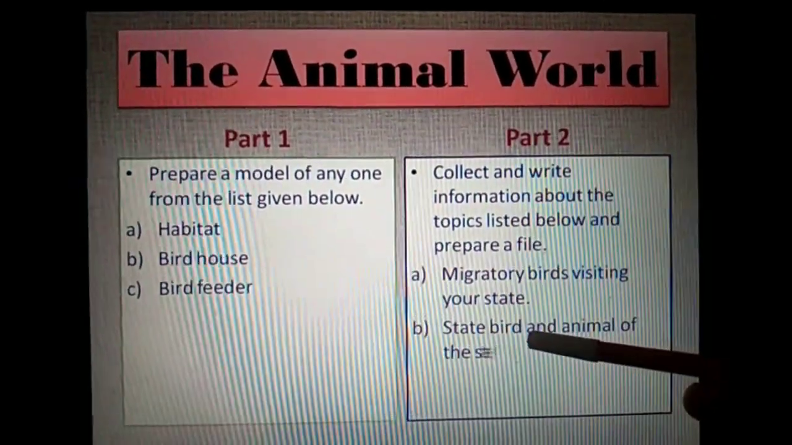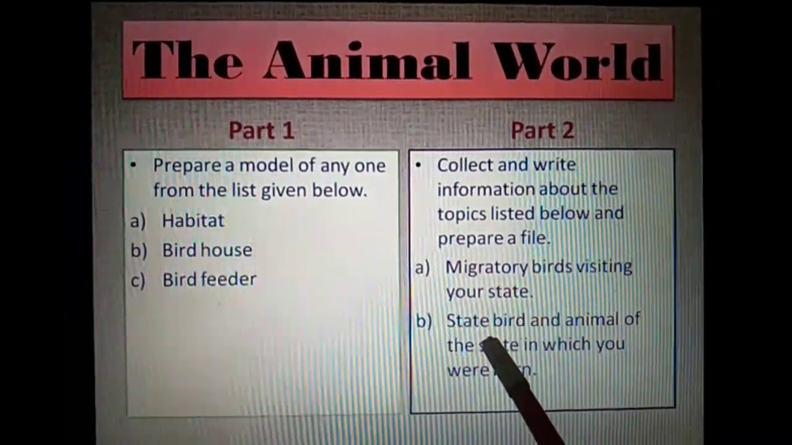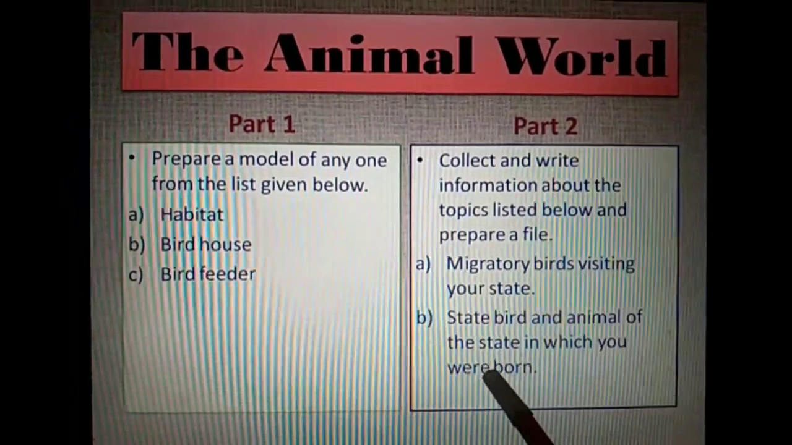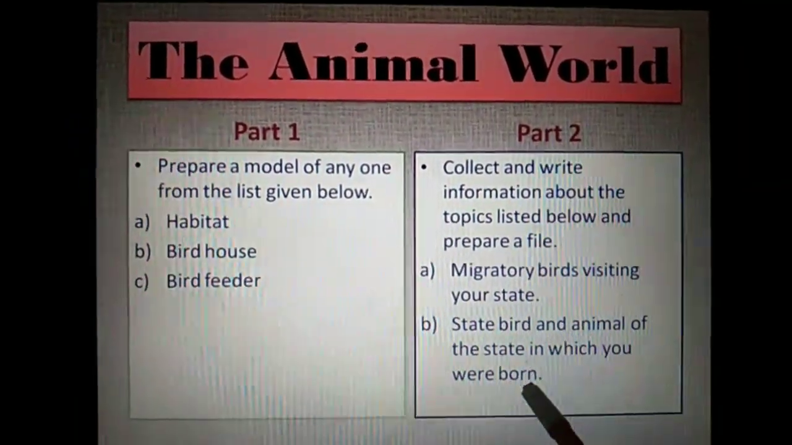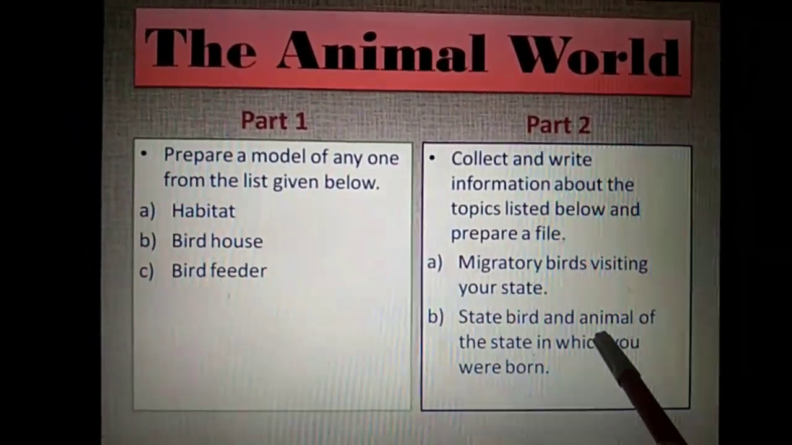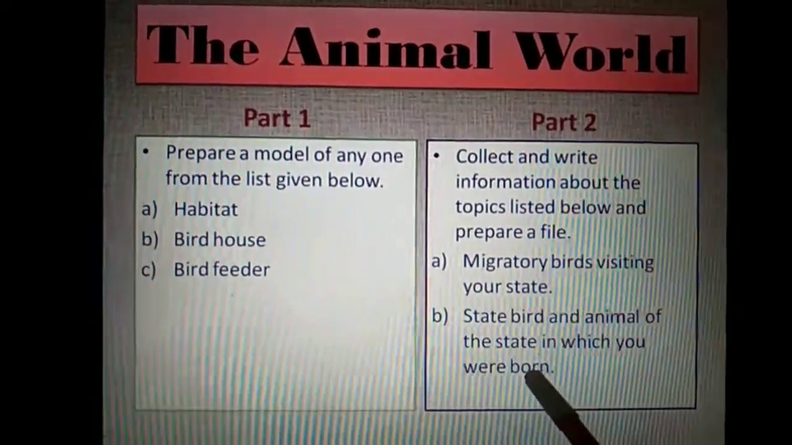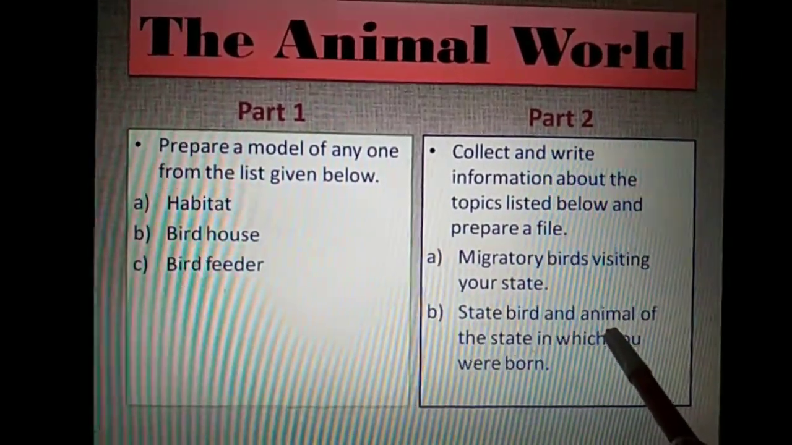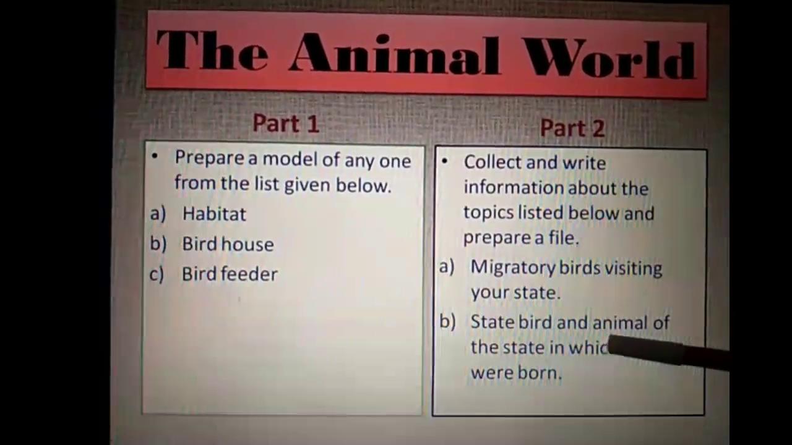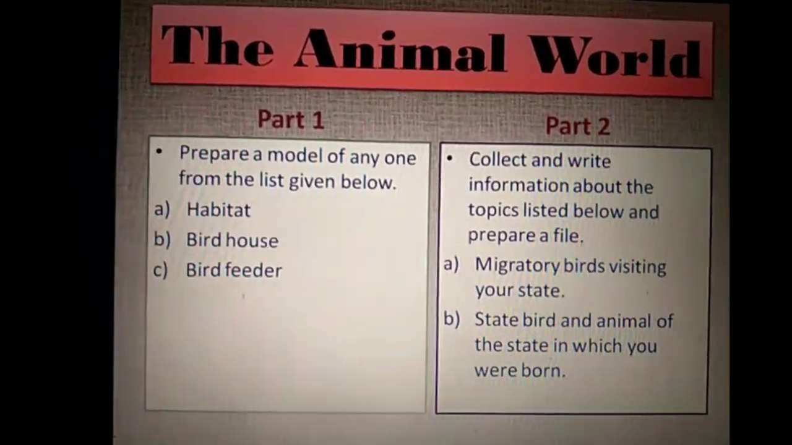And the B portion of part 2 is you have to collect and write information about the state bird and animal of the state in which you were born. ठीक है, आप जिस स्टेट में रहते हो उसका स्टेट बर्ड और एनिमल की डिटेल्स आपको नहीं लिखनी, बट वो स्टेट जहां पर आप पैदा हुए हो वहां का स्टेट बर्ड और एनिमल की इंफॉर्मेशन आपको कलेक्ट करनी है. एंड बोथ ए एंड बी दोनों का आपको एक फाइल में सेग्रीगेट करके इंफॉर्मेशन सबमिट करनी है.